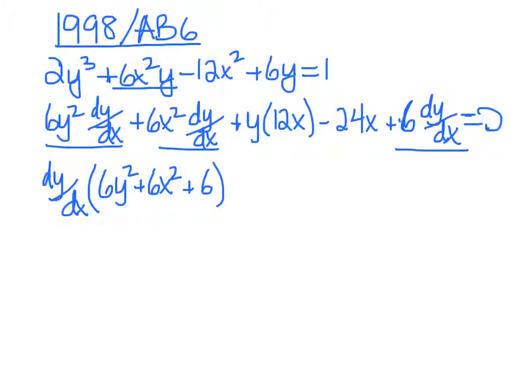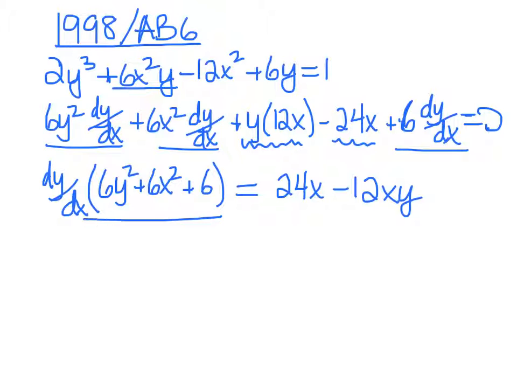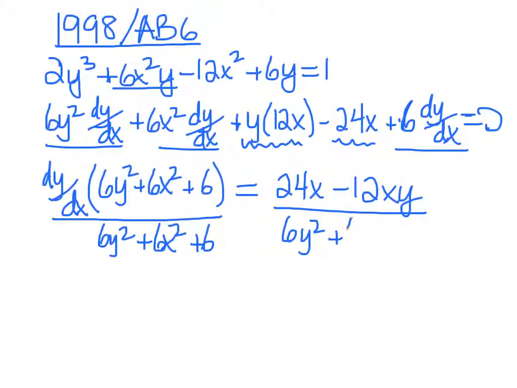And then on the other side, we're going to move this, and we're going to move that. So that would become a positive 24x, and then minus a 12xy. Okay, we're trying to get dy dx by itself, so we are going to divide by what's being multiplied by the dy dx. And we're going to get 6y squared plus 6x squared plus 6 as the denominator.